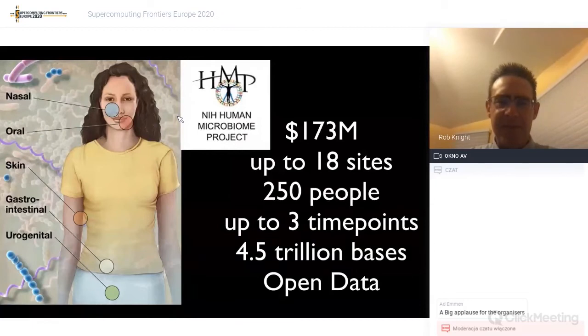In the initial paper, we looked at up to 18 sites in the body, 242 people, three time points, 4.5 trillion bases of DNA, so 1,500 human genome equivalents, because our own genome has only about 3 billion bases, and this was 4.5 trillion. And all of this is open data. So the great thing about this project is we had an unprecedented amount of DNA sequence data concerning the microbiome. But that was also the terrible thing about it.